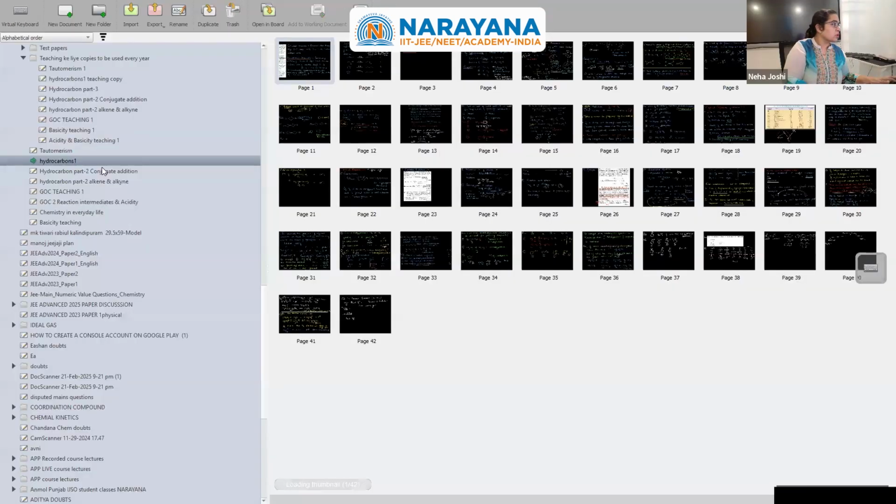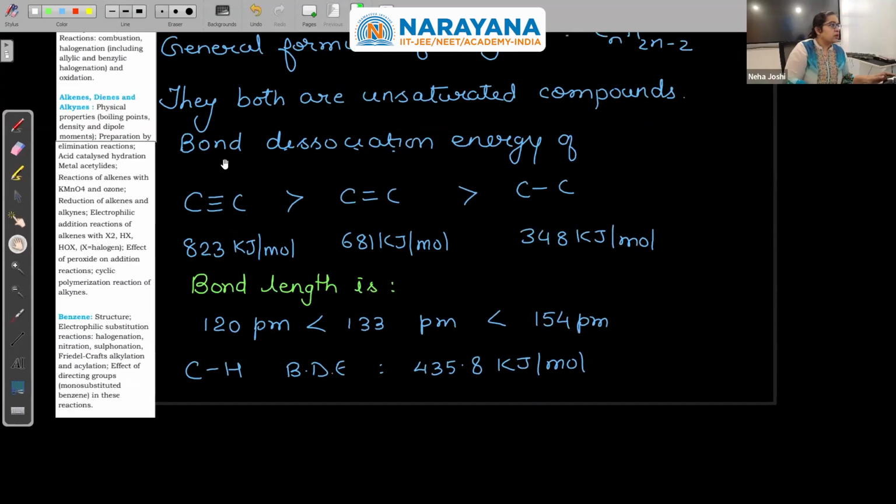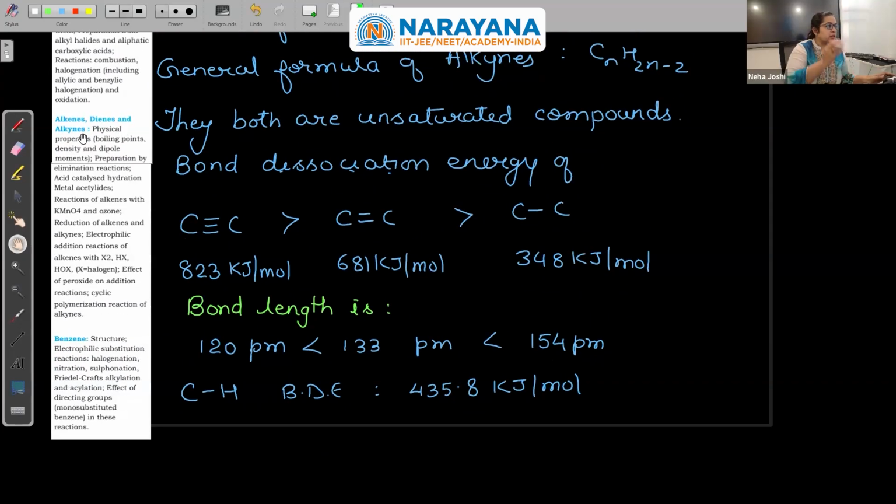Let us take today's portion also, just to have a general idea of what will be targeted for alkenes, dienes, and alkynes. Now see, there are dienes also.